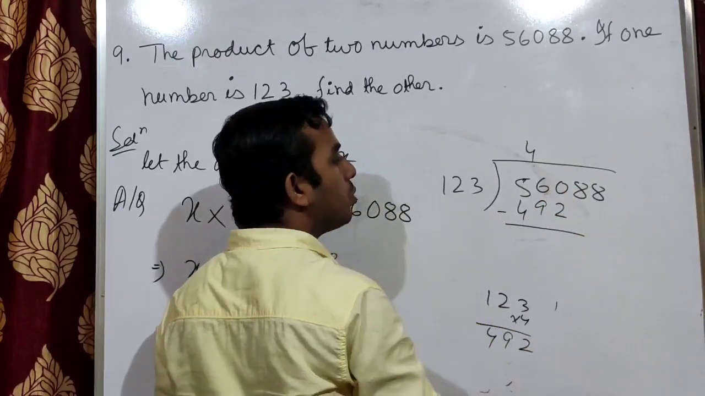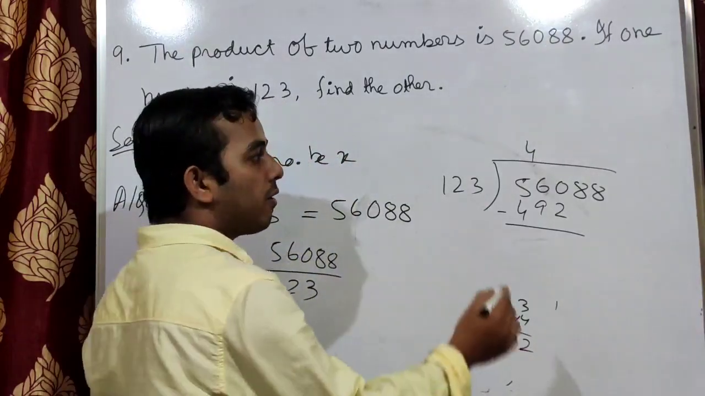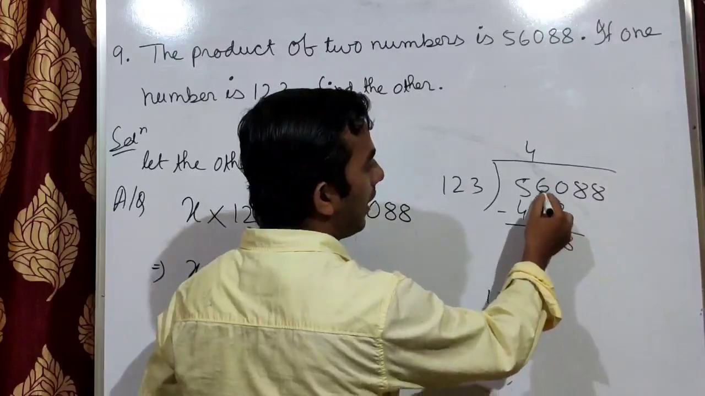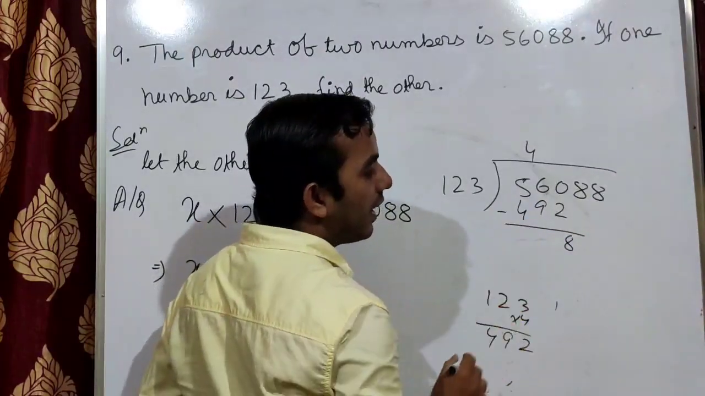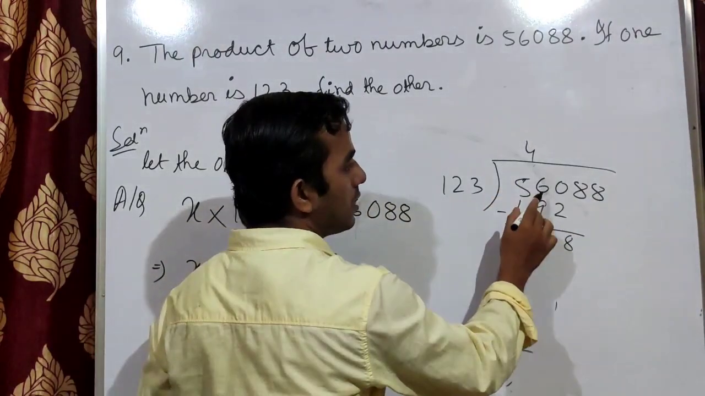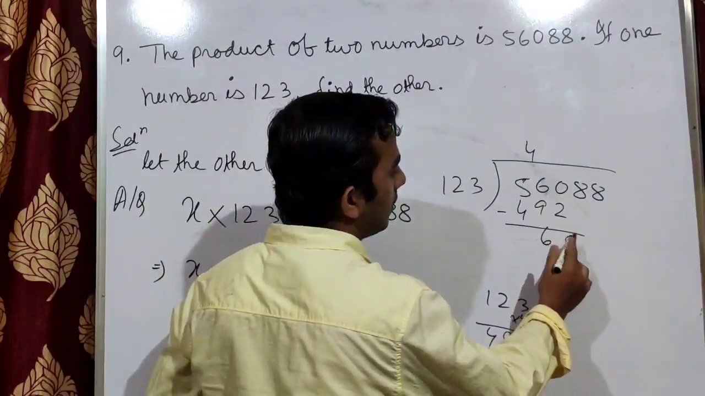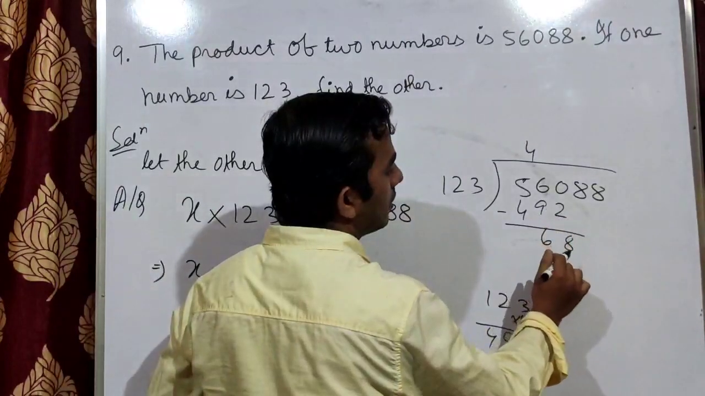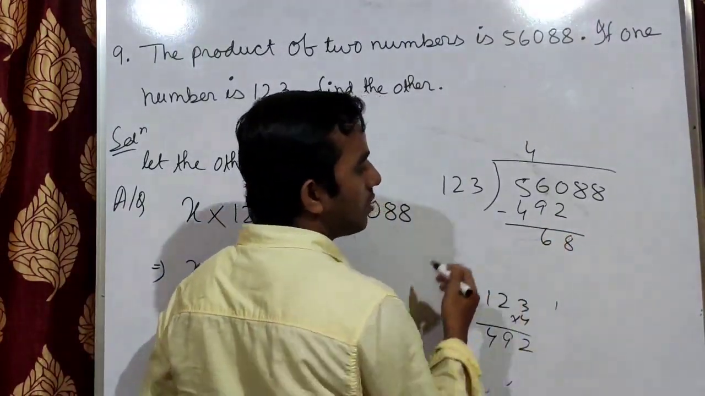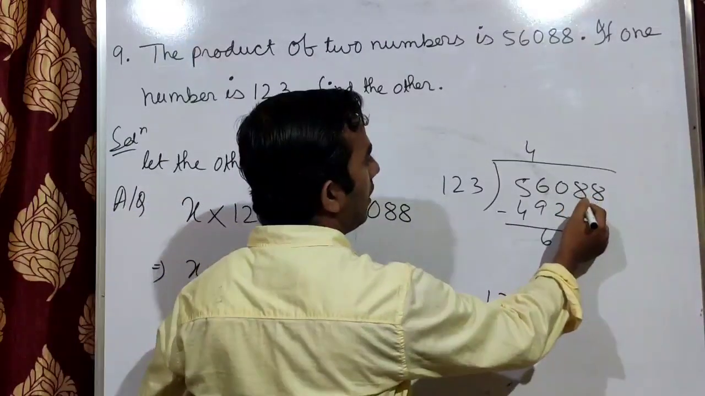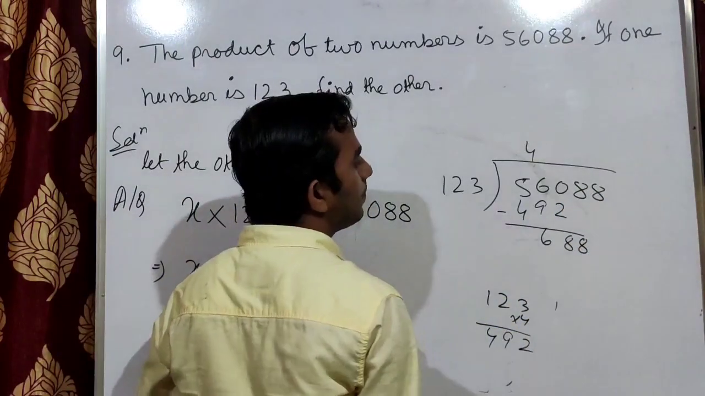So 0 minus 2 is not possible. We will take 1 from 6. It will be 10. 10 minus 2 is 8. Here 5 is left. 5 minus 9 is not possible, so we will take 1 from this. It will be 15. 15 minus 9 is 6. So 68. 68 is not possible with 123, so we will take this 8 down.